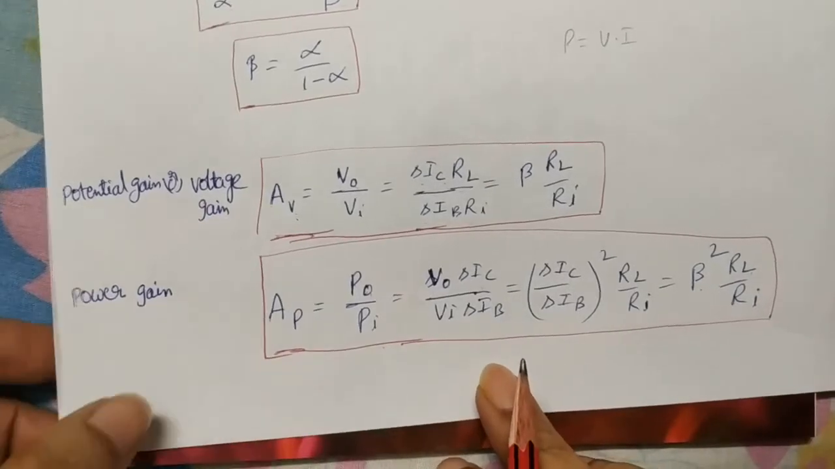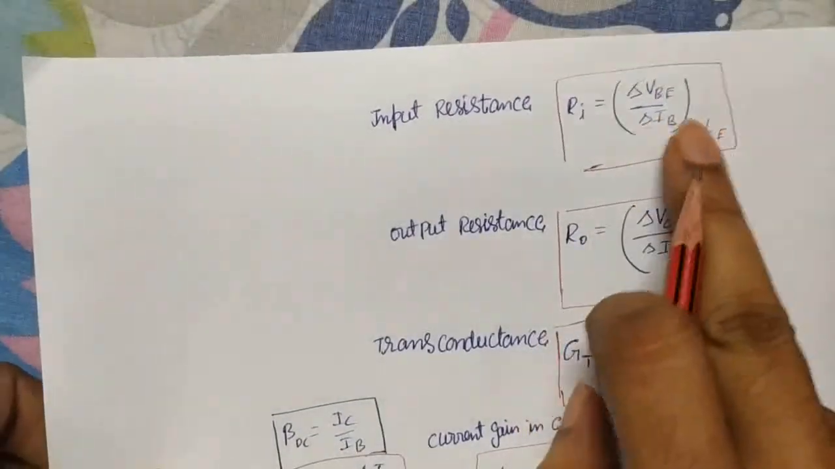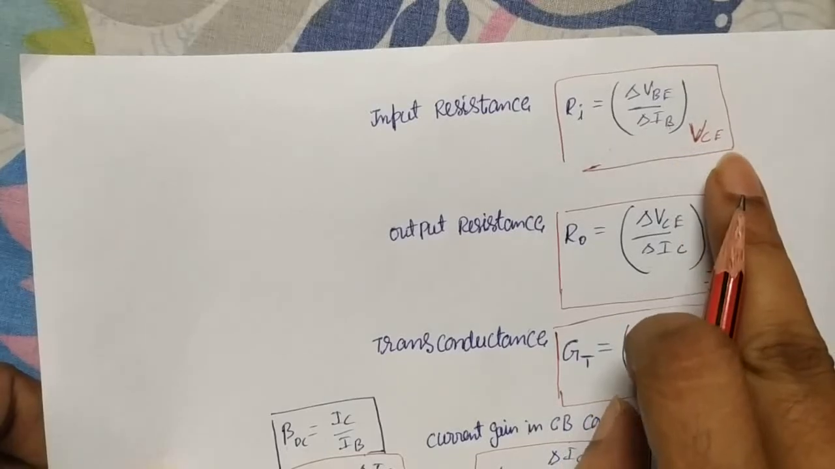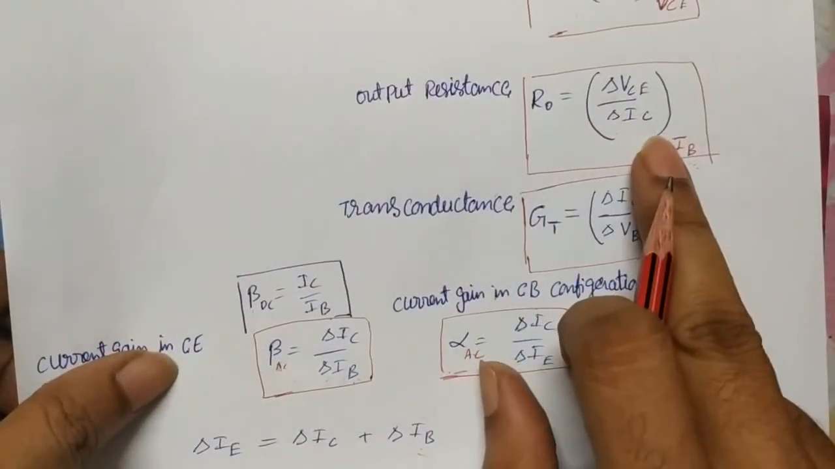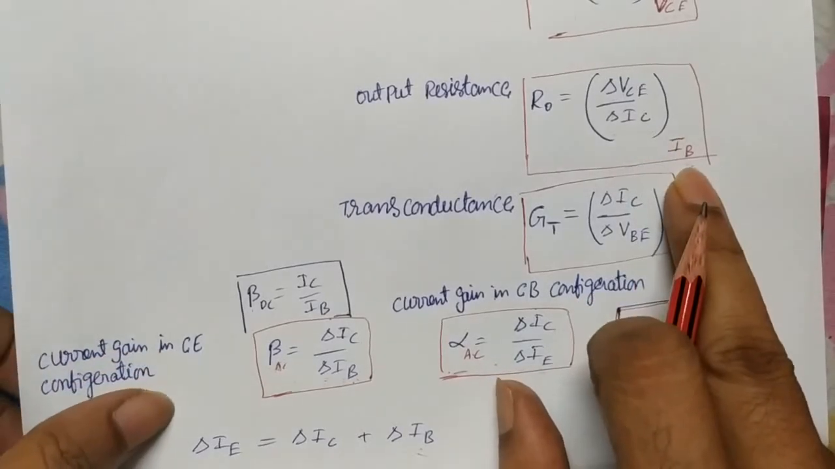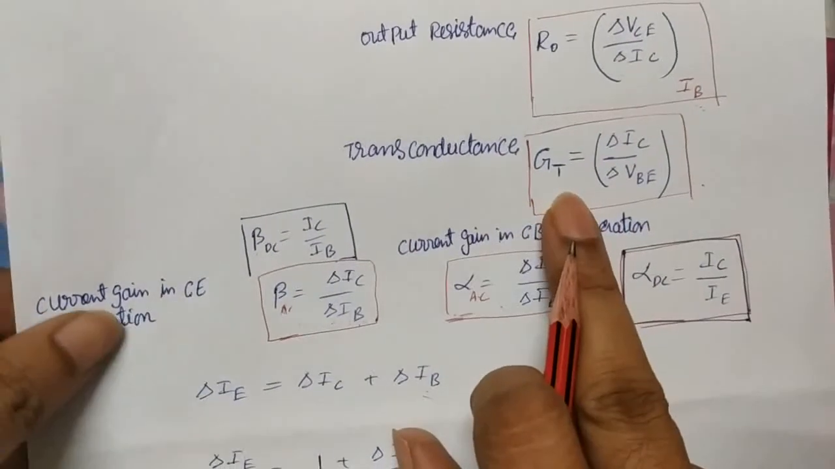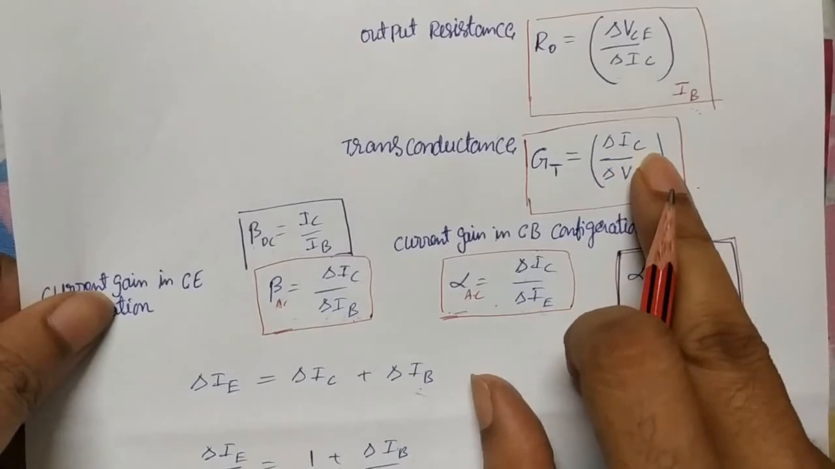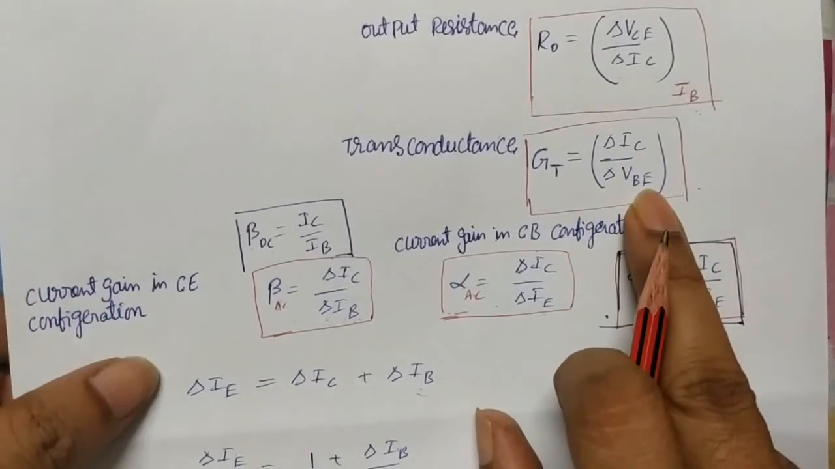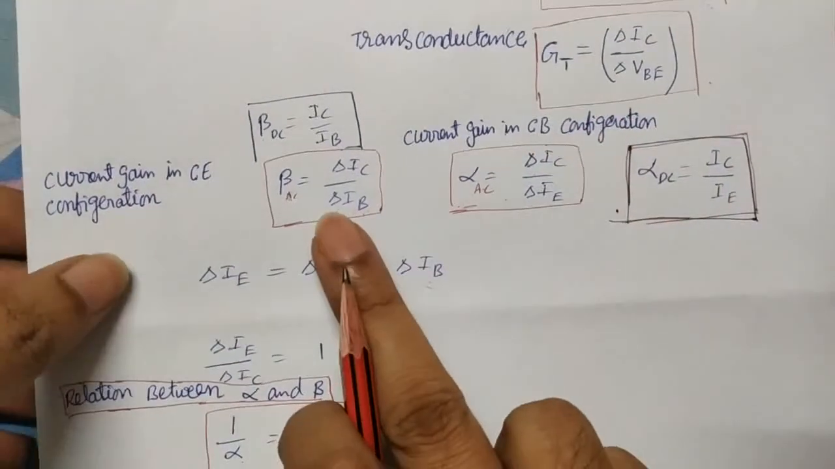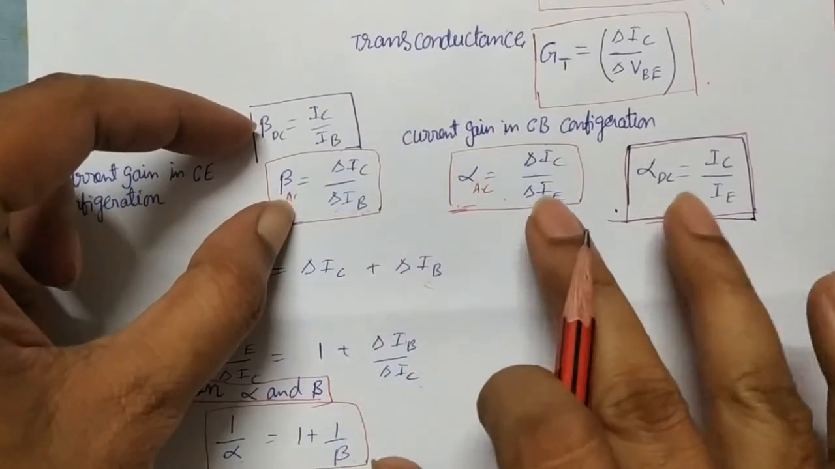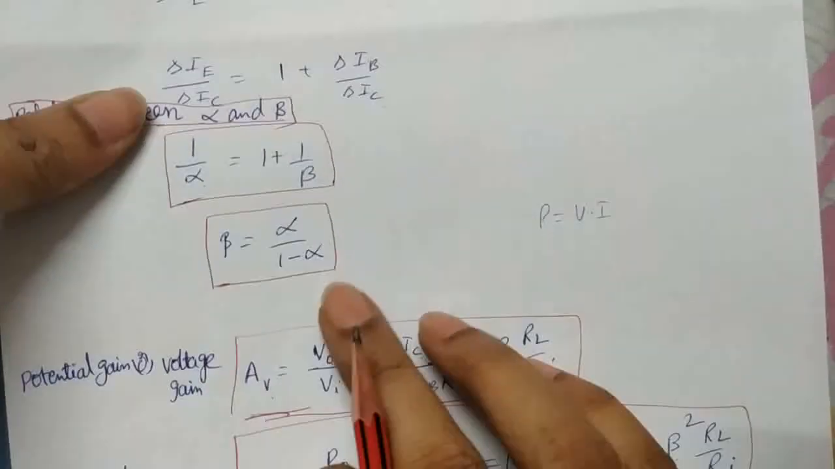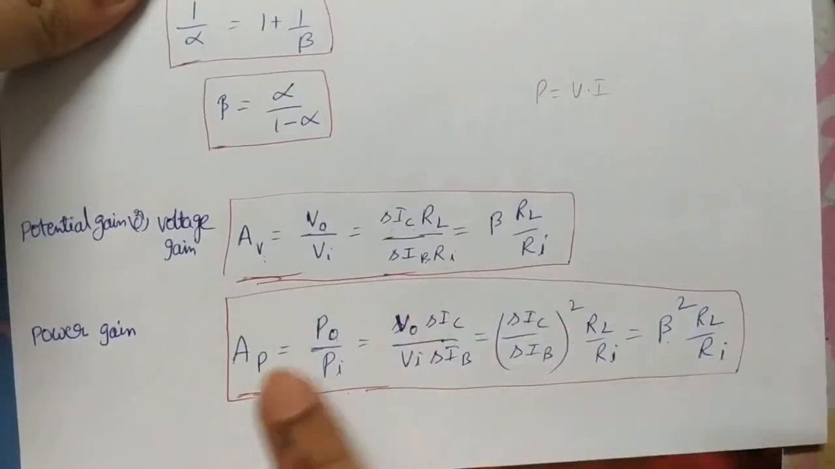So here different parameters we discussed: input resistance, input voltage by input current, keeping output voltage constant; output resistance, output voltage by output current, keeping input current constant; transconductance, output current by input voltage. And after that, current amplification factor, common emitter configuration, common base configuration, relation between them, voltage gain and power gain.